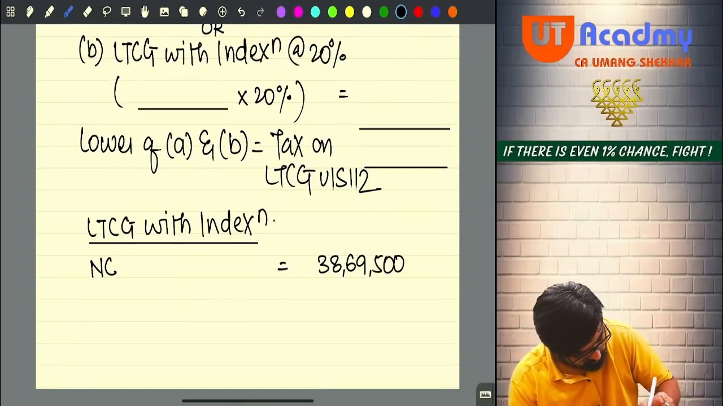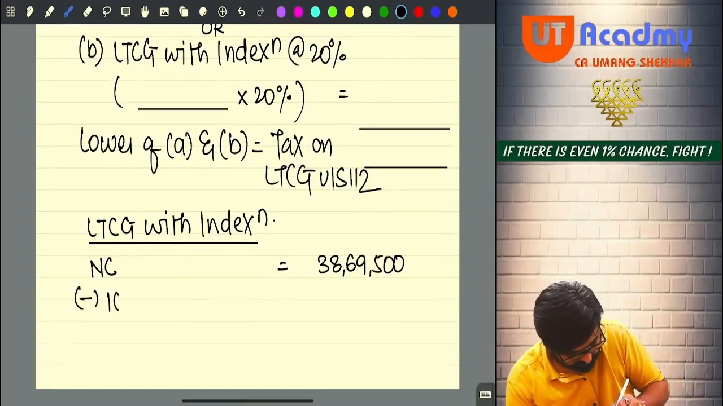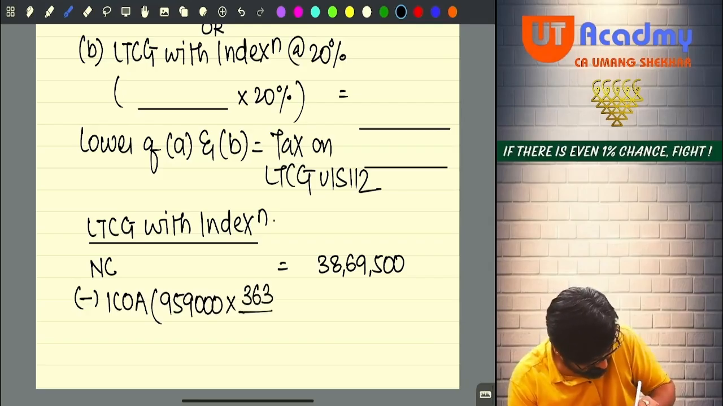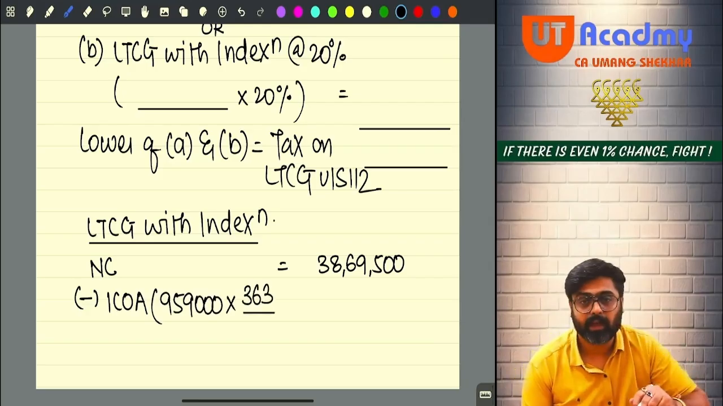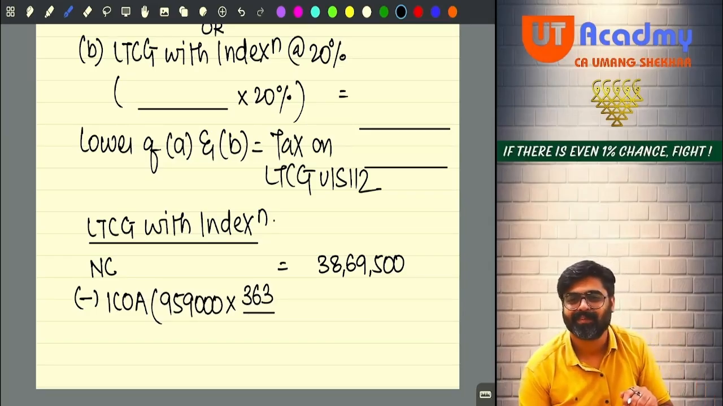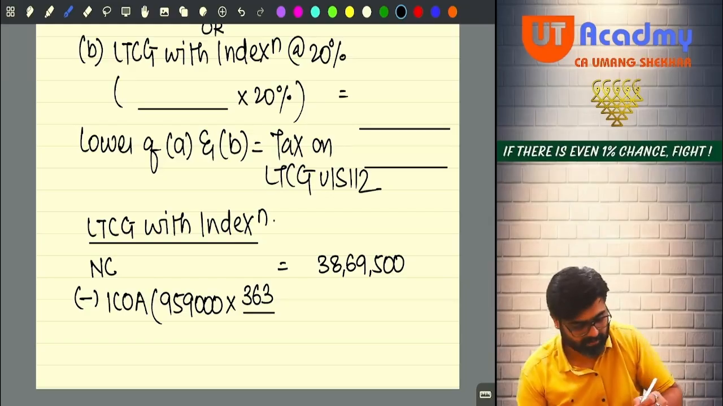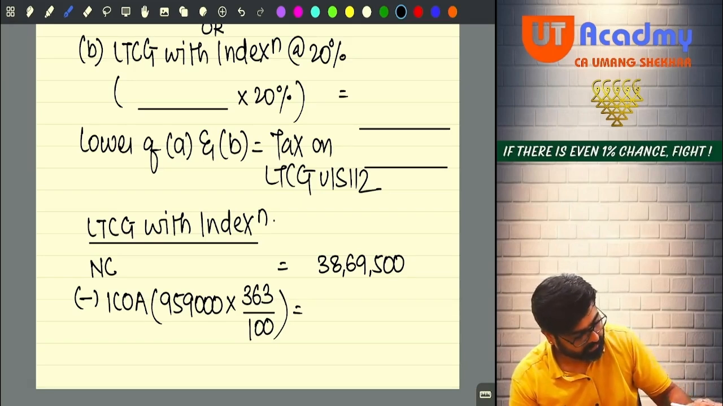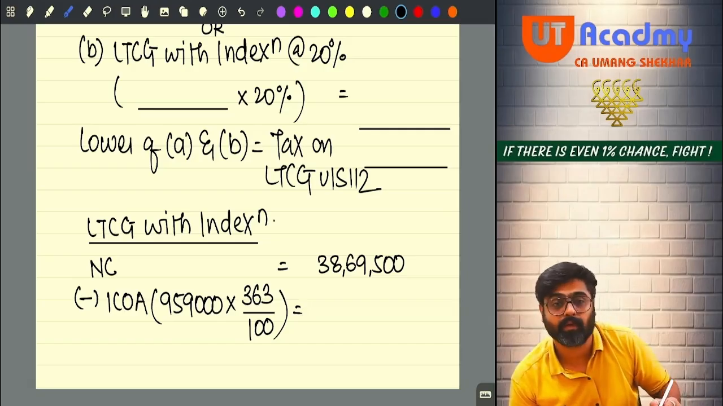So 38,69,500 minus index cost of acquisition. I will take 9,59,000 into transfer year CII 363, and I will divide by the CII of which year? 2001 to 100. Getting my point? So 959 into 363 divided by 100, I'll get 34,81,170.